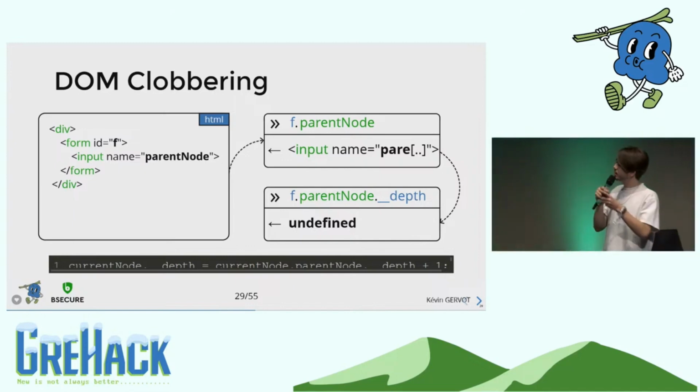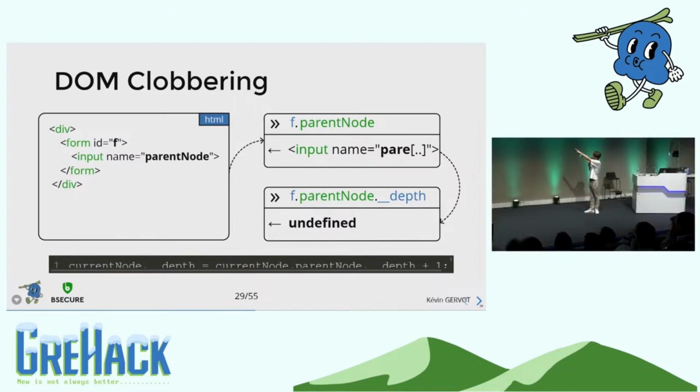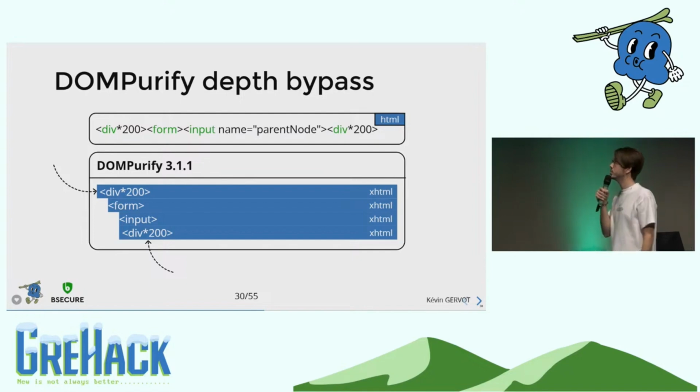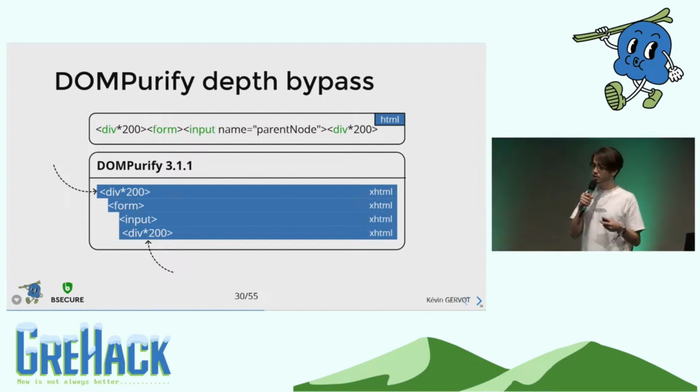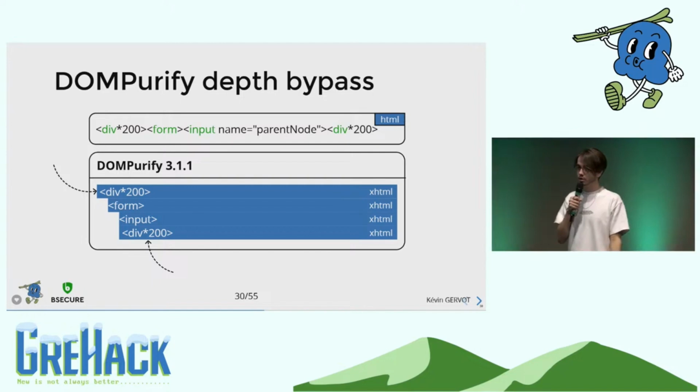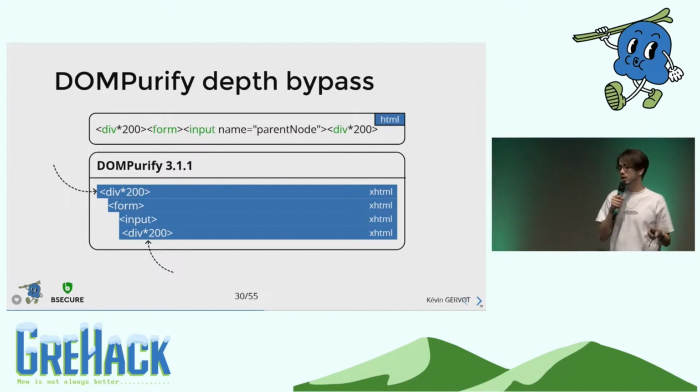This is only working because, although we can't really see it on the bottom, Curve63 was accessing the parentNode property using dot notation and not the getter, meaning that it was possible to clobber it. And meaning that we can use the following payloads. We have 200 divs, which contain a form, which contains an input with a name set to parentNode. And into it, we have, again, 200 divs. Because of the depth attribute, which is going to be undefined when the form depth is computed, it is possible to reset the count, which allows here to have 500 nested tags, where the limit was supposed to be 252.